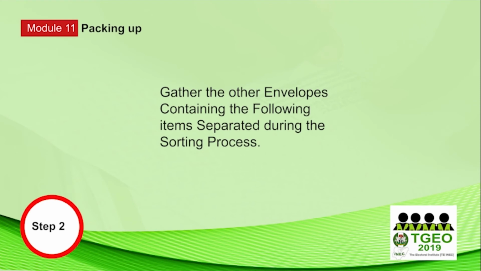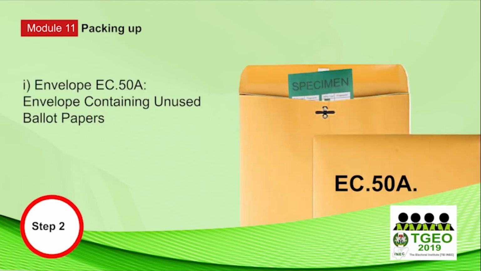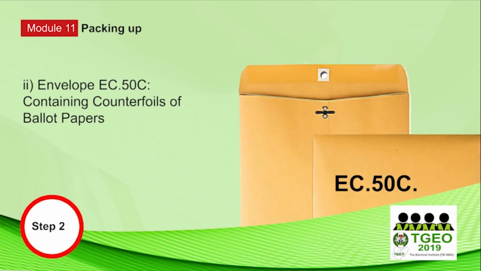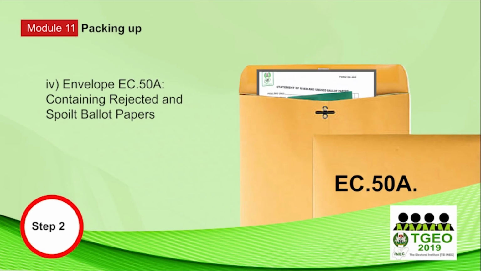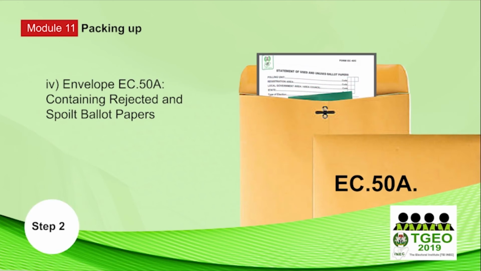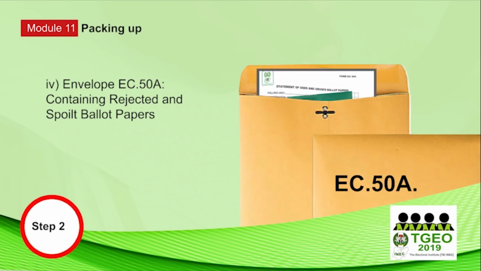Step 2. Gather the other envelopes containing the following items separated during the sorting process. 1. Envelope EC50A, containing unused ballot papers. 2. Envelope EC50C, containing counterfoils of ballot papers. 3. Tendered ballot papers and Form EC40F, tendered ballot statement. 4. Envelope EC50A containing rejected and spoiled ballot papers.